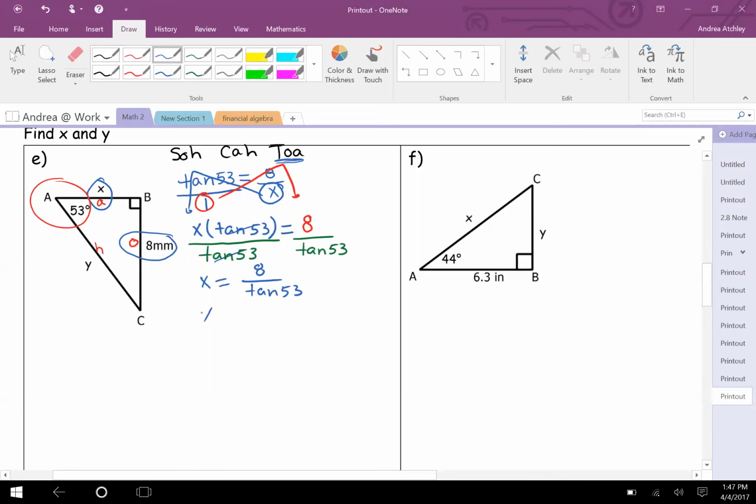And we want x equals, we're going to round to 2 decimal places, 6.03. And it needs to have the about, since we rounded. Okay, so that's how we found x. Now we're going to find y.